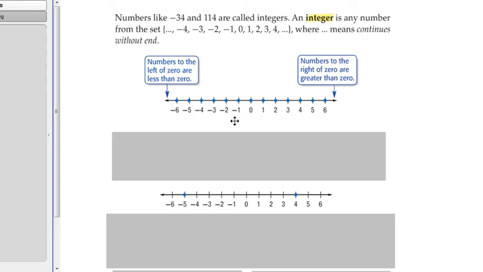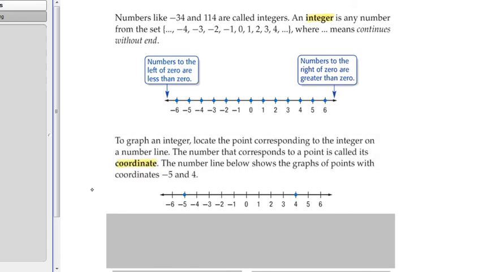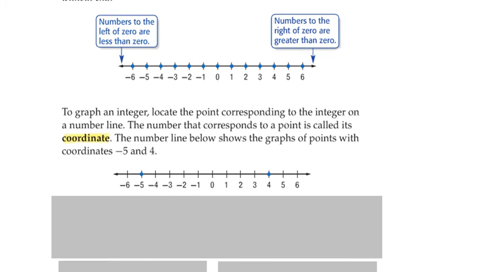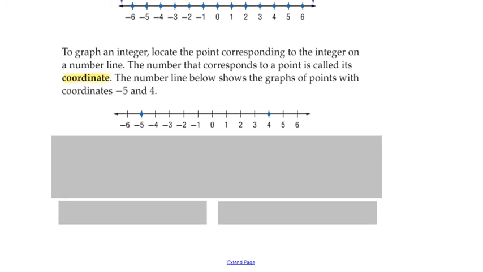Okay? So numbers less than 0 are negative, numbers to the right of 0 are positive on our number line. To graph an integer, we're going to locate the point that corresponds to that integer on a number line, and we're going to make just a solid dot, okay, wherever that value is. That's called a coordinate. When we make that dot, that's the coordinate of the integer.